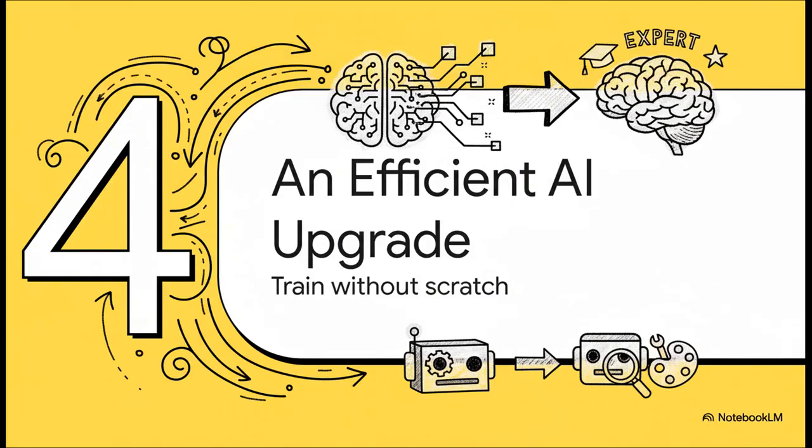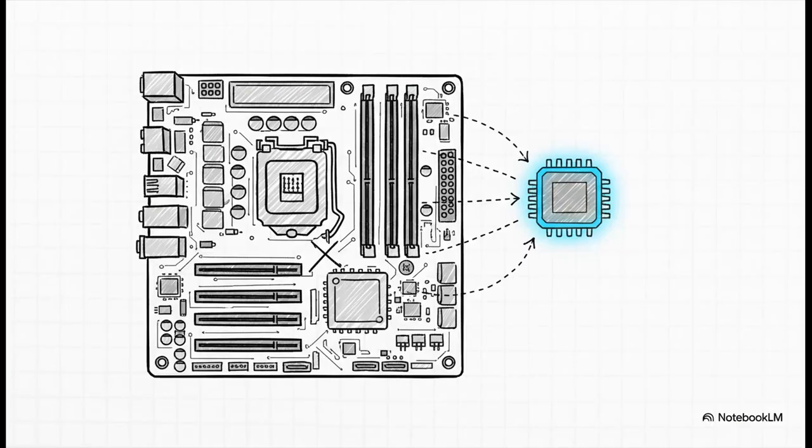Okay, this all sounds great, but how do you actually do it without spending a fortune? That brings us to Section 4, an efficient AI upgrade. We're going to see how to train an expert without having to build a whole new AI from the ground up. The secret sauce is a technique called PEFT, which stands for Parameter Efficient Fine-Tuning.